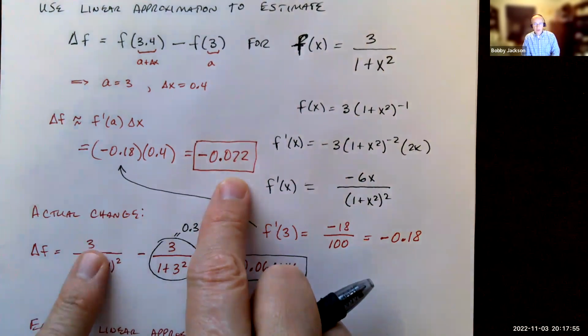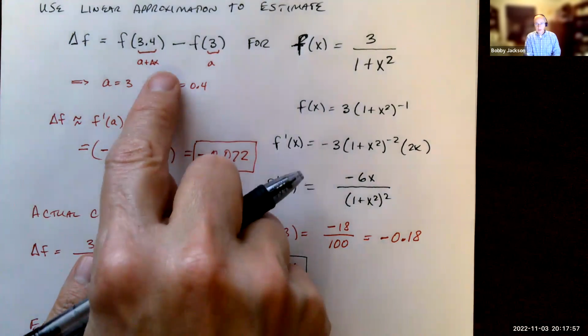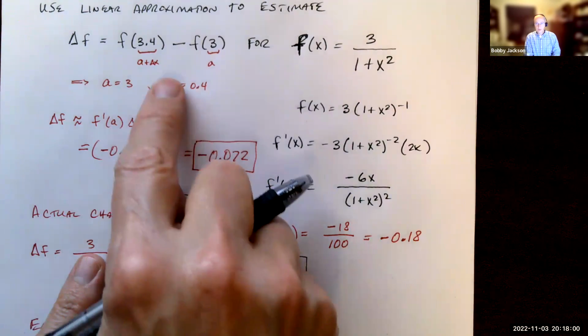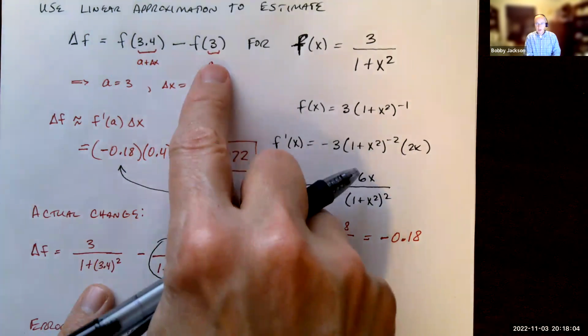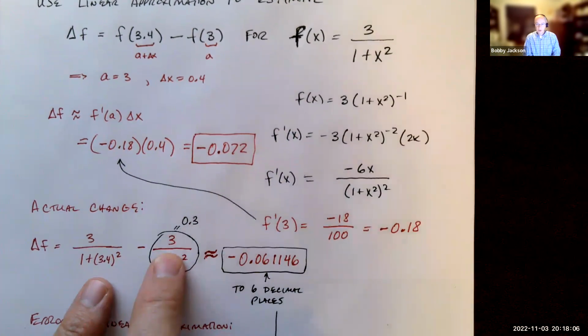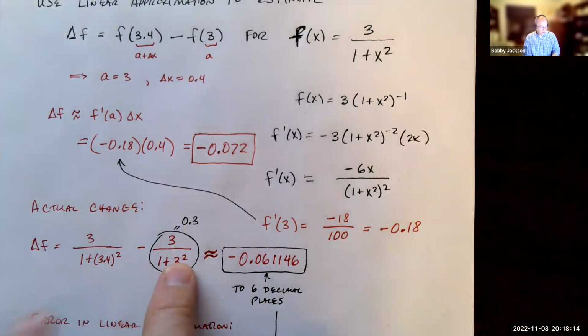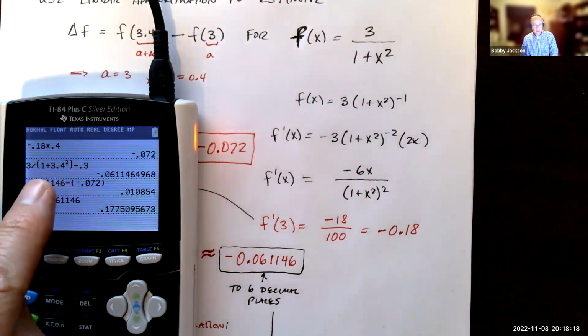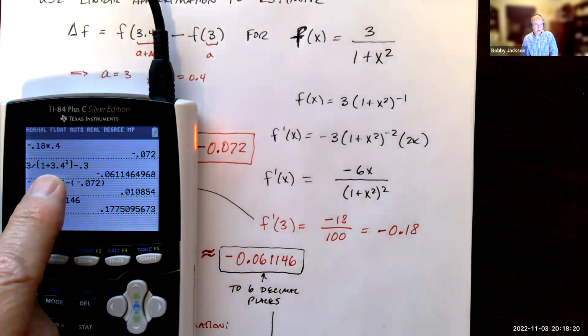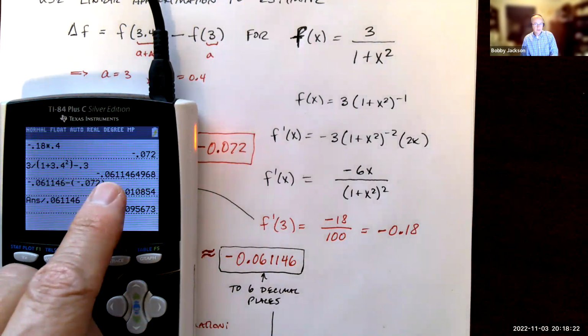What is the actual change? So what are we estimating? Well, just what is this quantity here for this function? Well, plug in 3.4 into this function. I get this. Plug in 3 into this function. And notice what I get. 1 plus 3 squared is 1 plus 9 is 10. I get 3/10, which is 0.3. So just entering this in the calculator, and it looks like this for me. 3 divided by the quantity 1 plus 3.4 squared, minus 0.3 gives me that.